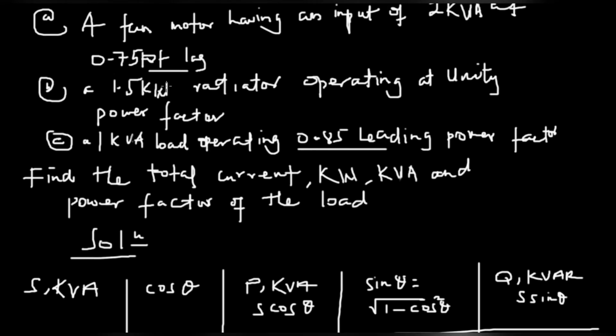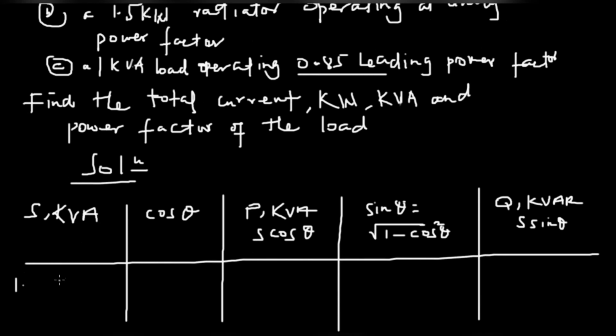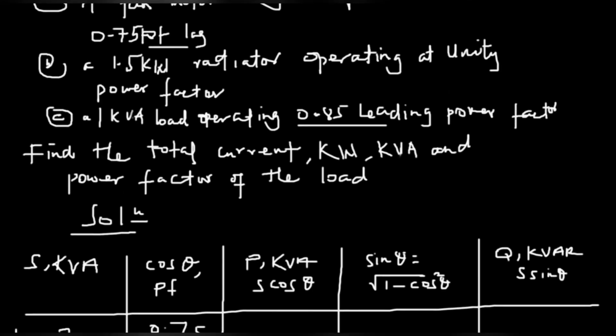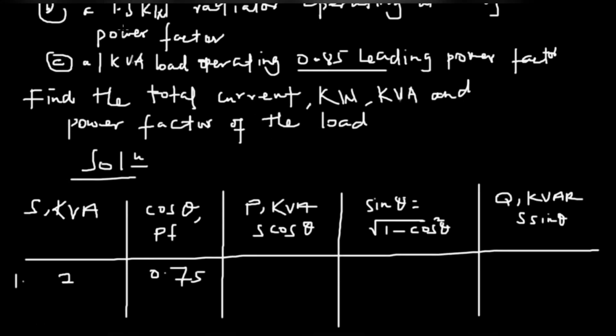A 2 kVA load with 0.75 power factor. Note that this is our power factor, because cos theta is the power factor. And then we've also been given 1.5.